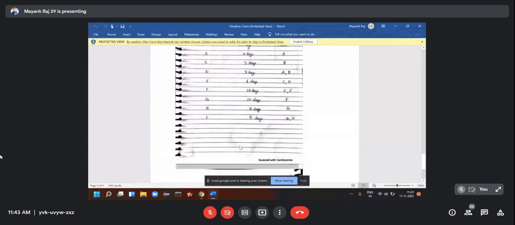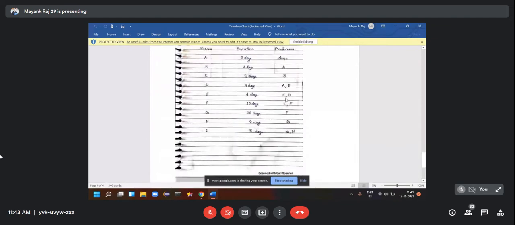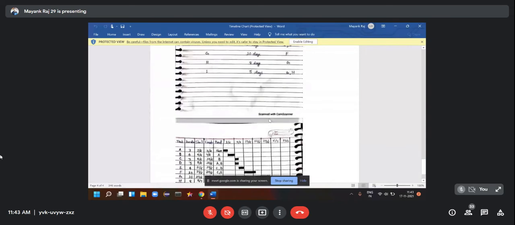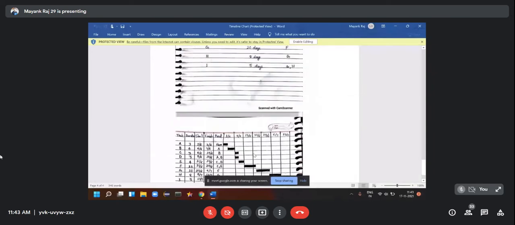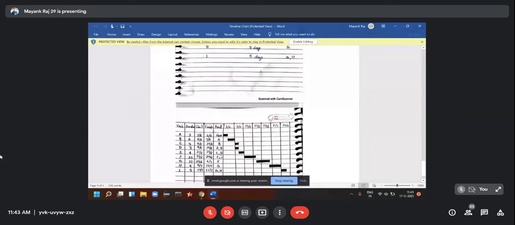Now coming to the process E. Process E has a duration of 4 days, and its predecessors are C and D. So we will check whichever has ended recently. So process D has ended recently, so we will take just 1 day after it as a starting point for the process E. D has ended on 10th of June. So process E will start from 11th of June, and it has a duration of 4 days. So it will go till 14th of June. And C and D are the predecessors. So we will mark that accordingly on our timeline chart.